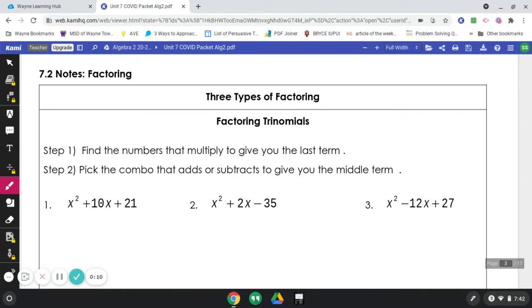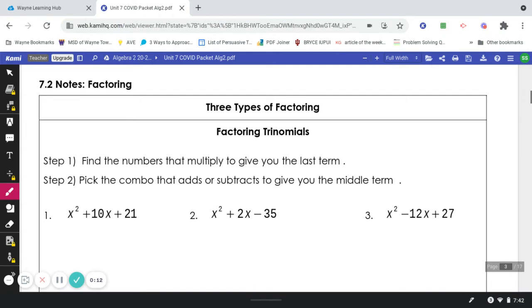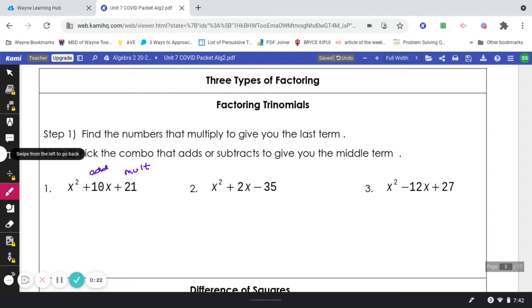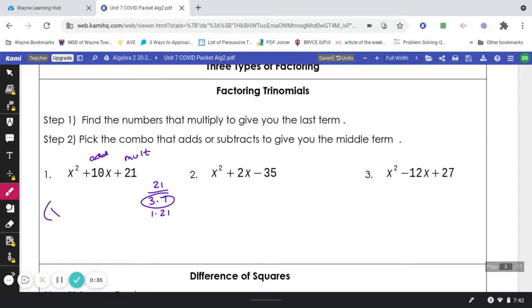A trinomial has three terms. So step one is you're going to find the numbers that multiply to give you the last term. So we want them to multiply to this 21 and add together to make the 10. Pick the combo that adds or subtracts to give you the middle term. The numbers that multiply to 21 would be 3 times 7 and 1 times 21. The 3 and the 7 is the combo that's going to add or subtract to give you the middle term, 10. And so we would write our answer as x plus 3 and x plus 7.